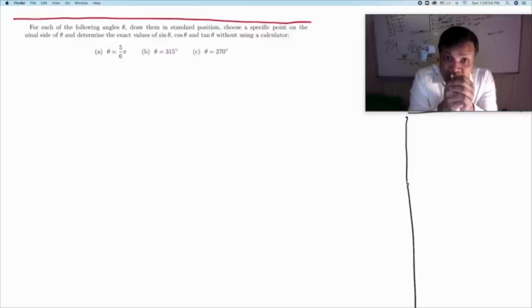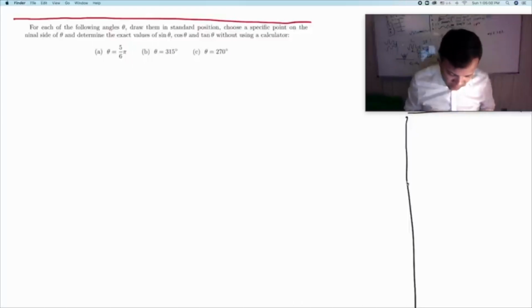For each of the following angles, draw them in standard position. Choose a specific point on the terminal side of theta and find the exact value of sine, cosine, and tangent when the angle is 5 pi over 6, 315 degree, or 270 degree. Sometimes we're going to use the unit circle to show you how you can also use it, but most of the time we're going to use a right triangle because maybe you don't have access to a unit circle, so you have to really understand how to use the right triangle.